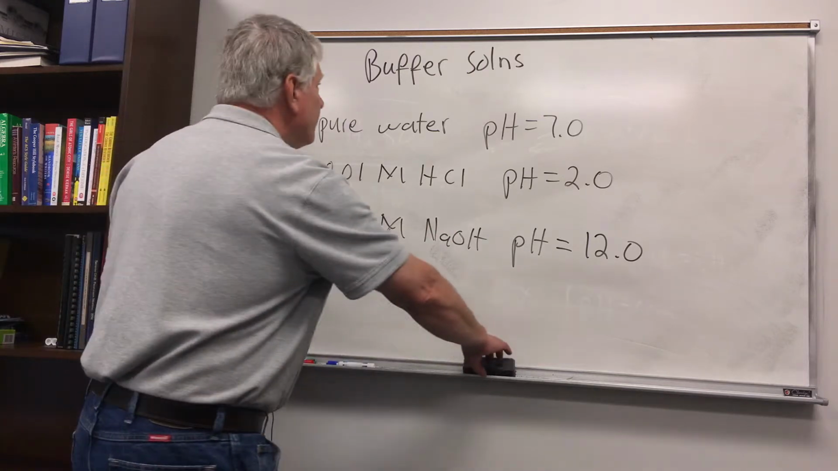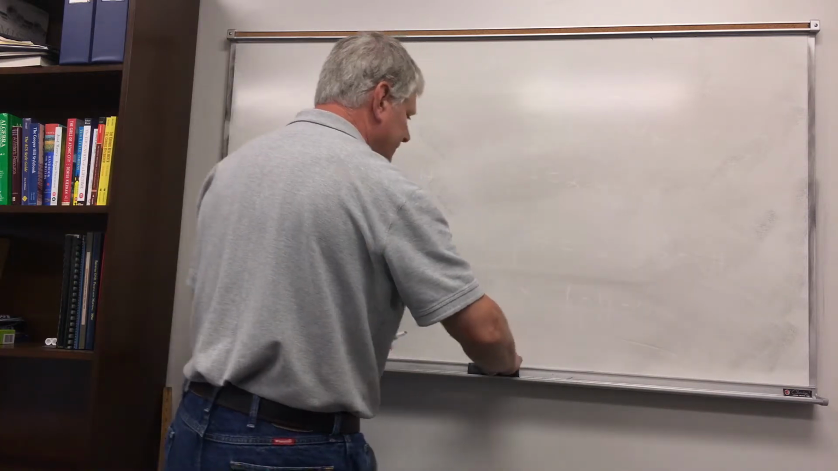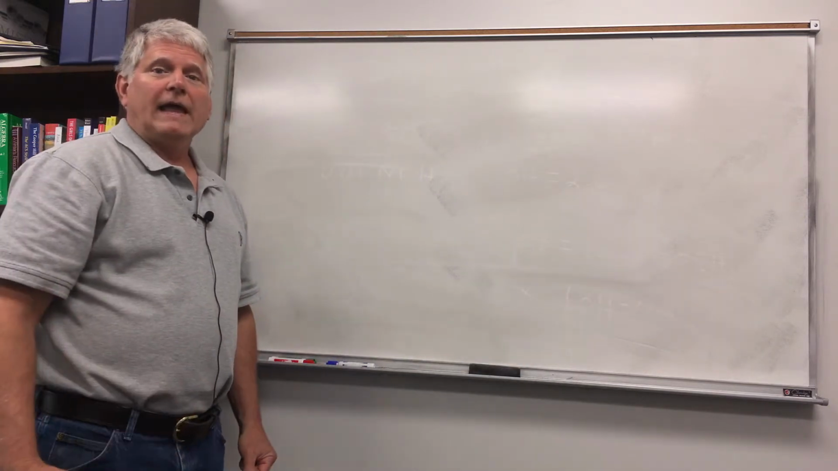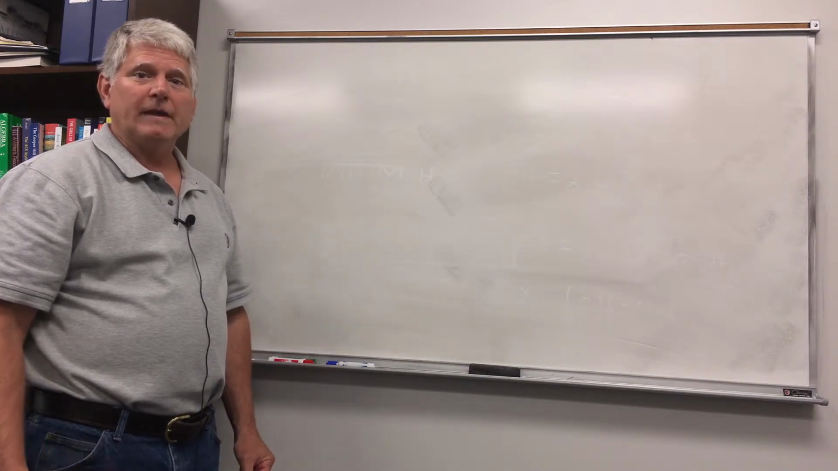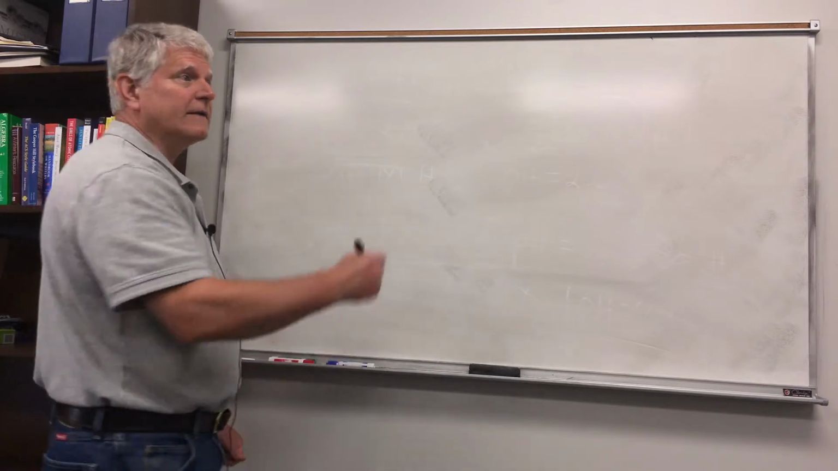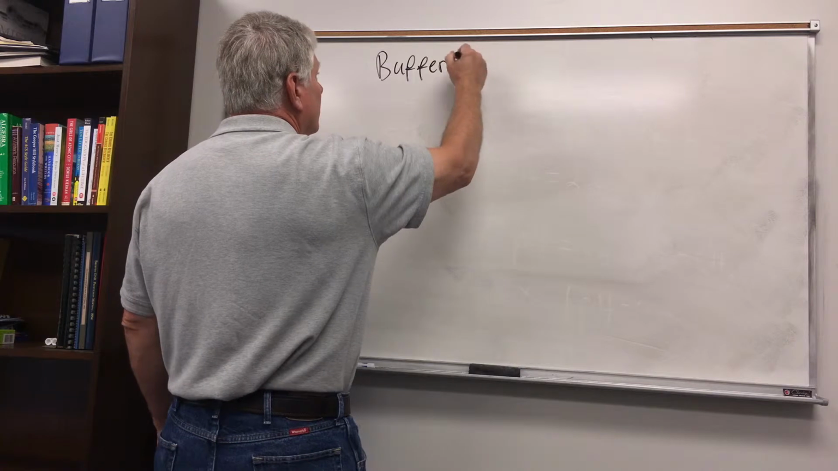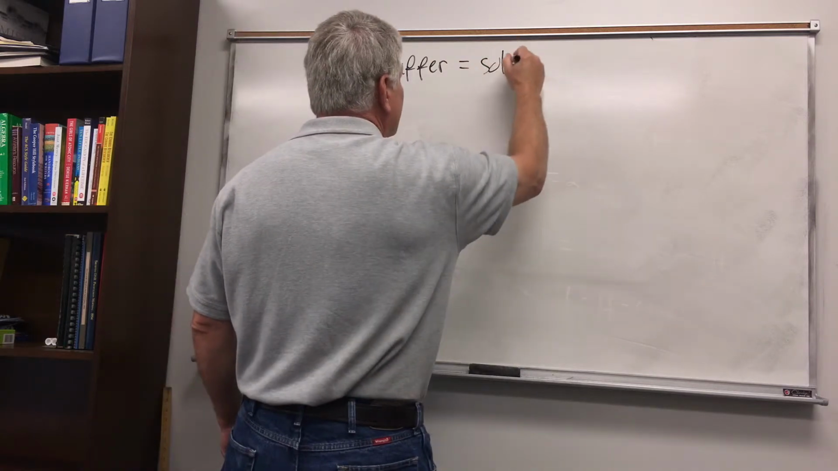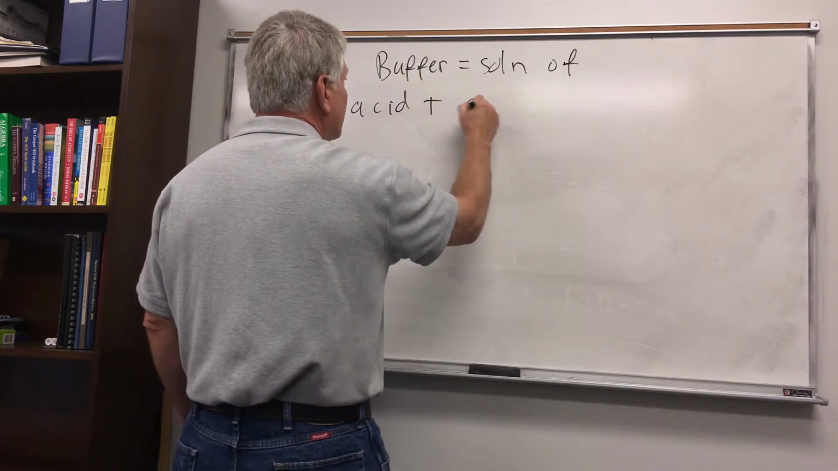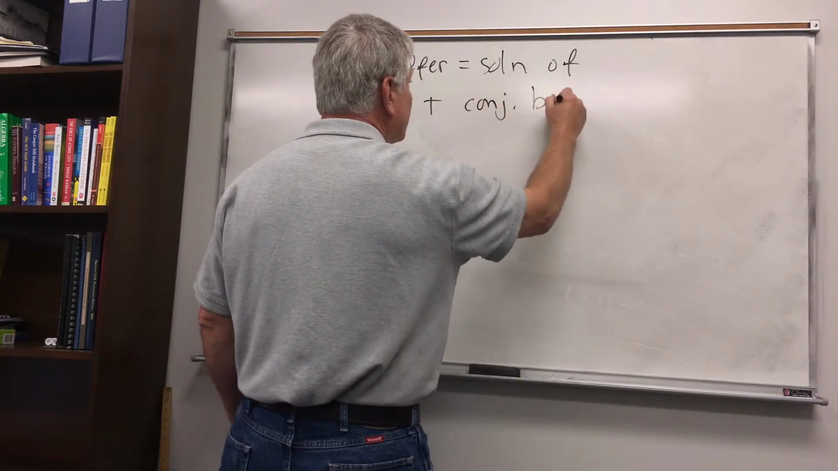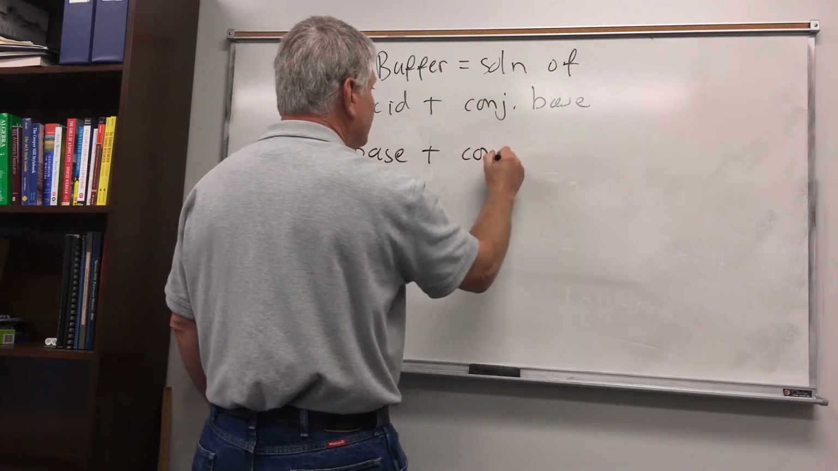And the way we can do that is to create a solution of a mixture of an acid and its conjugate base, or a base and its conjugate acid. So a buffer is equal to a solution of an acid plus its conjugate base, or a base plus its conjugate acid.